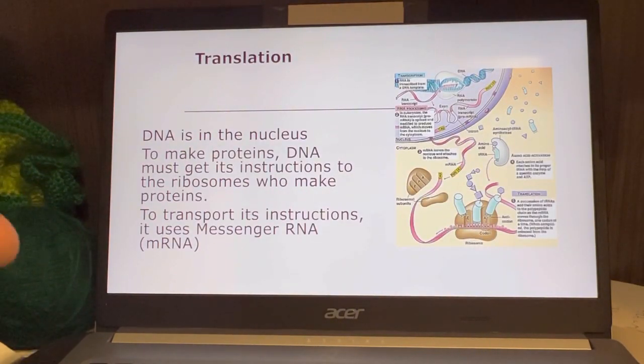So we are moving on to protein synthesis. Time to have a break and come back when you're ready.